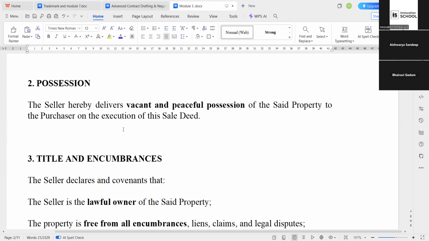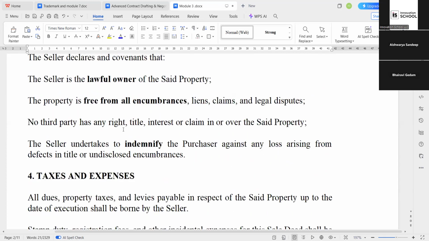Now moving further comes the title and encumbrances. So what exactly is the title of the place? Who owns the place? Here you are saying that the seller is the lawful owner of the property, and he is free from all encumbrances.